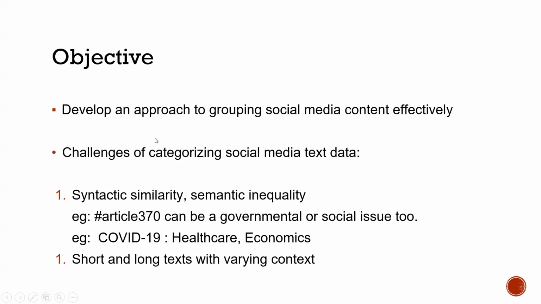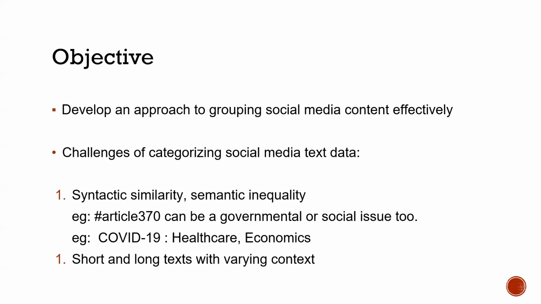So the objective of our paper is to develop an approach to grouping social media content effectively. Social media content will be of different types. It can be small data, like only hashtags, or it can be very big Facebook content with very long text, or it can be a moderate size. Based on people's mood, it will be changing. So that is one challenge: we need to categorize and cluster them.